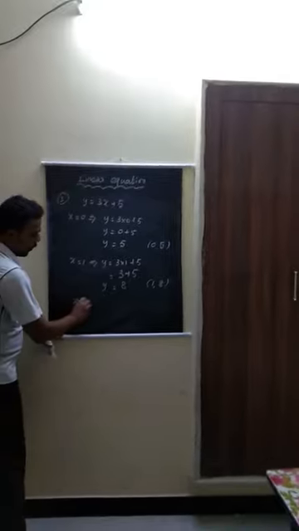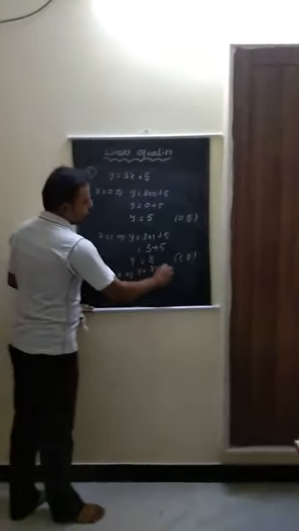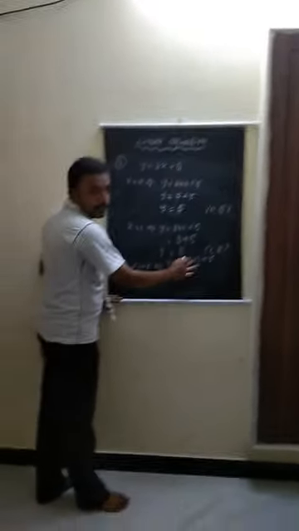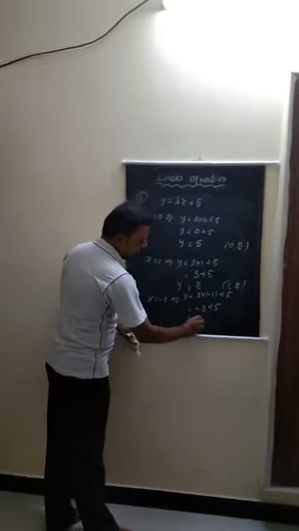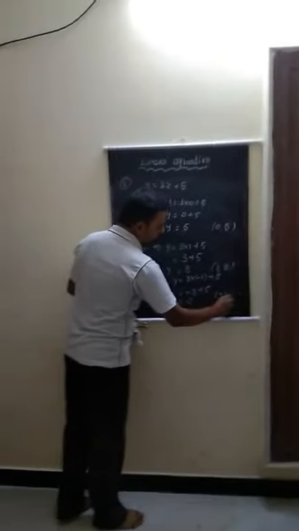Suppose x is equal to minus 1. Y equal to 3 into minus 1 plus 5. So minus into plus, minus 3 plus 5. So minus 3 plus 2 plus 2. So the y value is 2. Now you have the solution minus 1, 2.